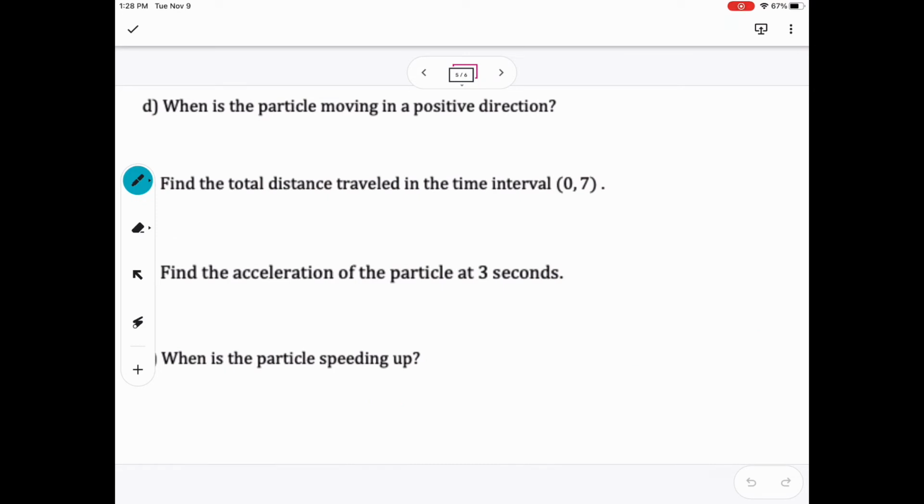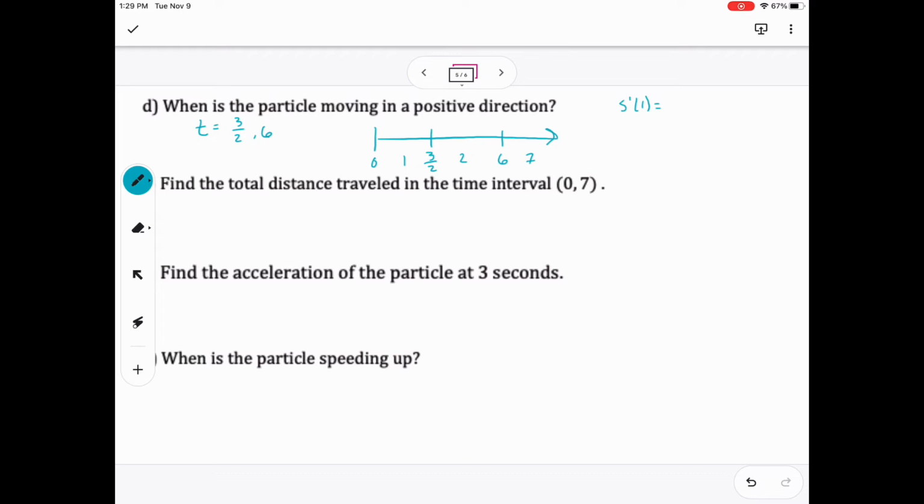Now I'm going to use those values for the next piece because here it's asking when is the particle moving in a positive direction. Those are like breaking points, 3/2 and 6, and 0 when we're starting. So we want to pick values in between those intervals to see if we're moving in a positive direction at those points or moving in a negative direction.